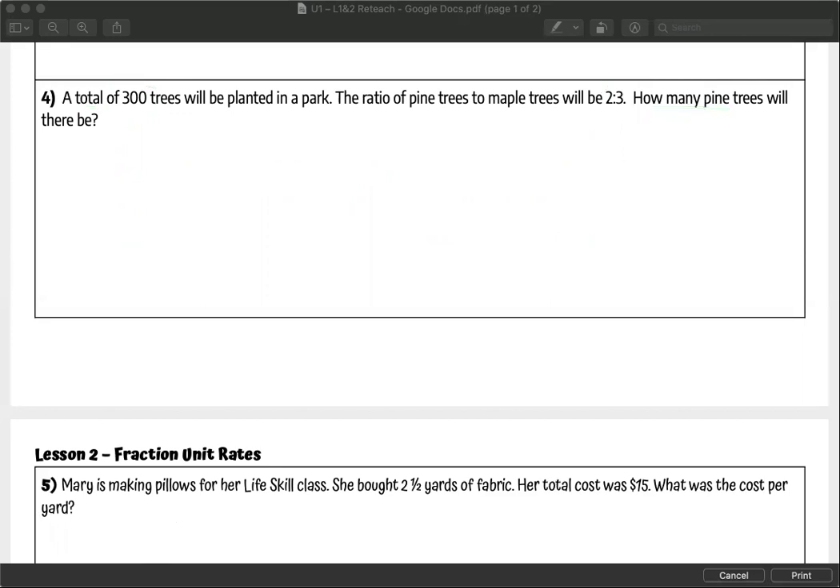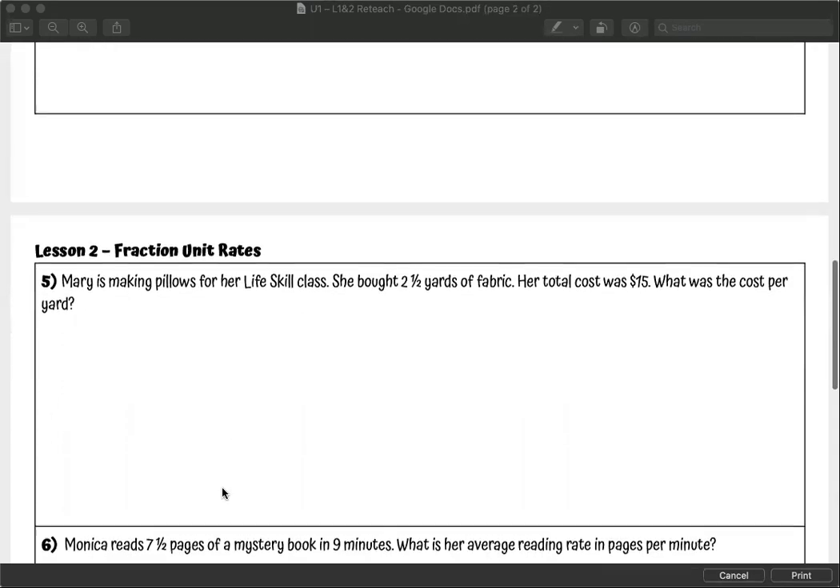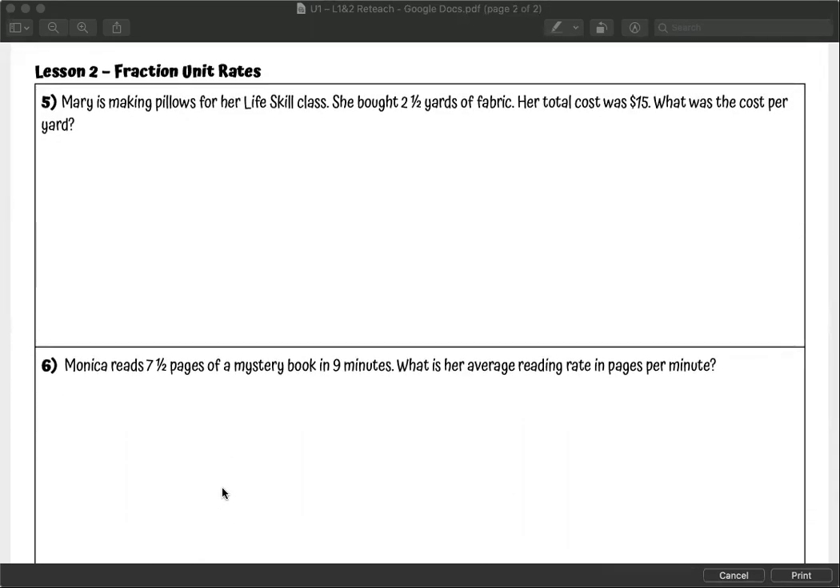Okay, let's look at lesson 2. Those were all lesson 1 examples. Lesson 2, we're doing fraction unit rates. So we're still setting up proportions, still looking at unit rates, but it's going to involve complex fractions.